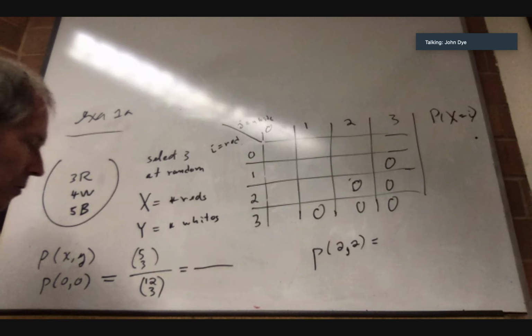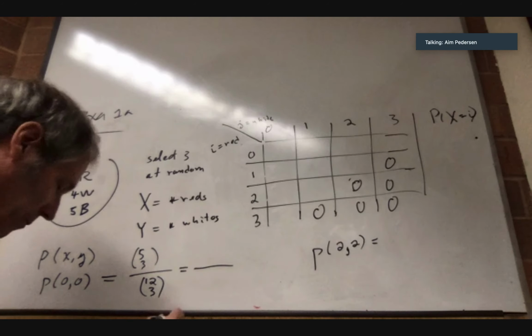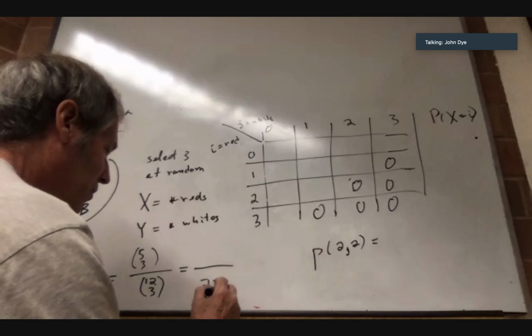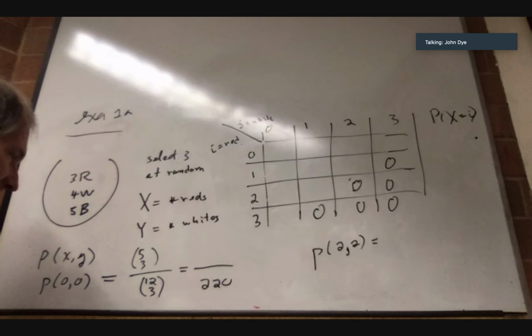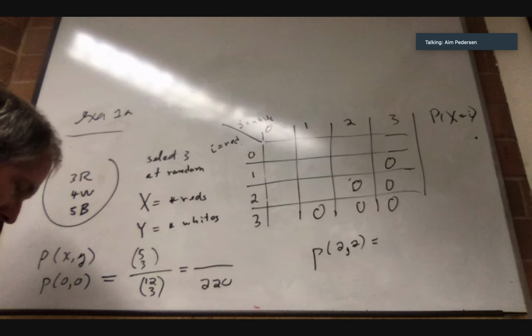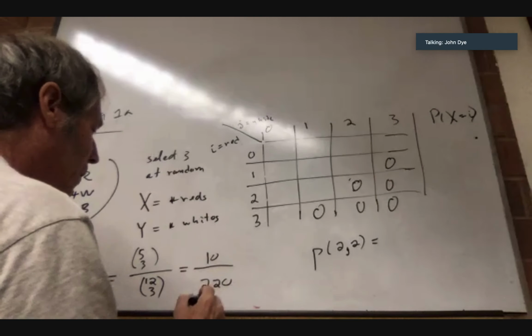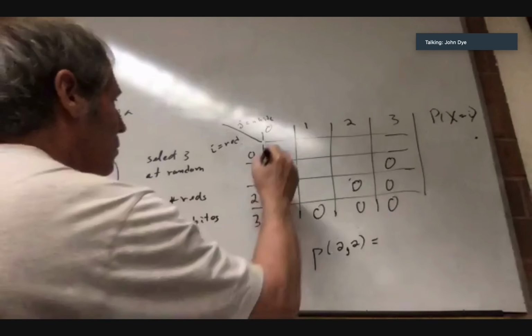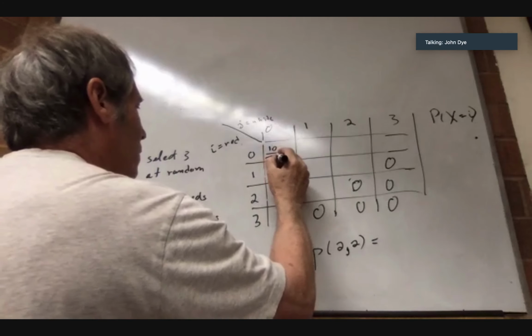Now, what is the number? So 12 choose 3 is what? Is it 220 or something? Yeah, I think it's 220. Good, I should know that. 5 choose 3 is 10. Okay, so that means that in this location, it's 10 over 220.